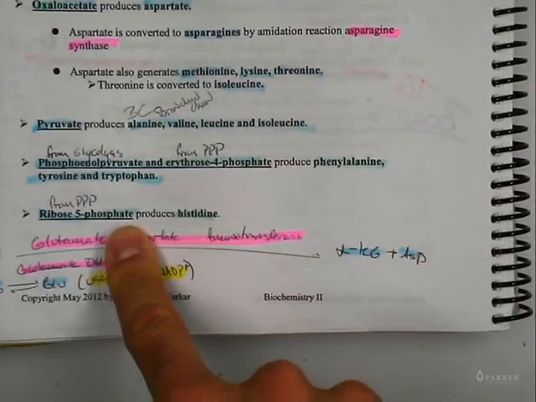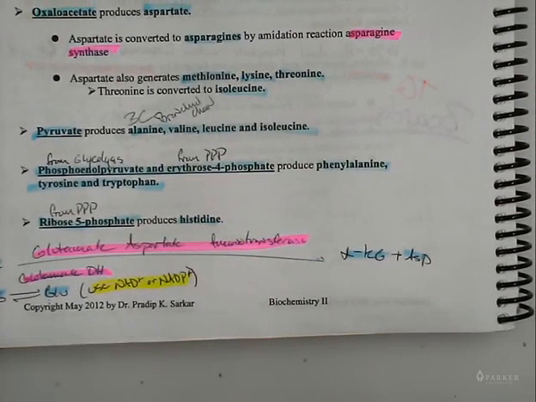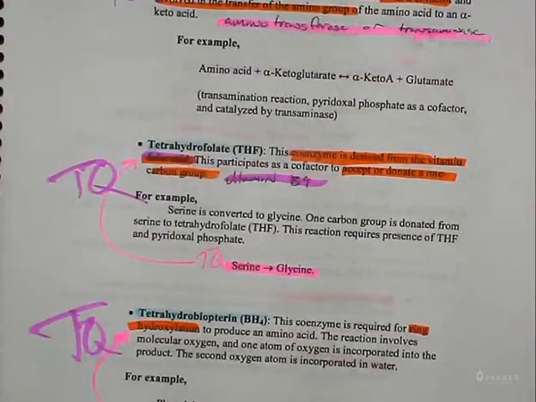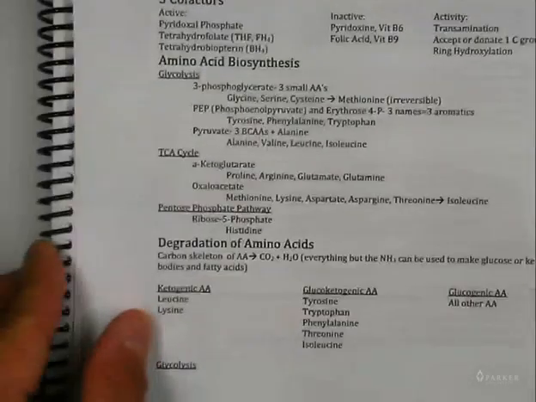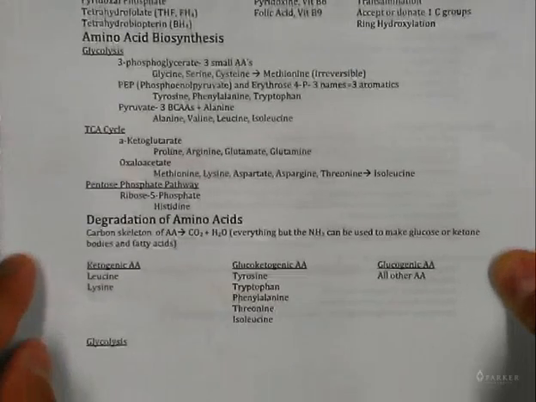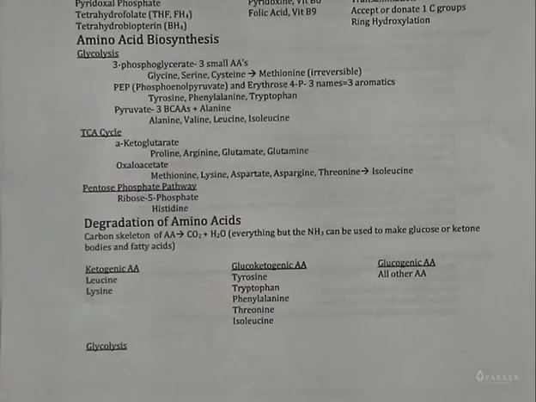And ribose 5-phosphate produces histidine. Super dry, I know. I love you guys. Hang with me. If you look on your sheet, that's all made in nice little list form right here, which should save you from whatever you were just thinking about with a knife.